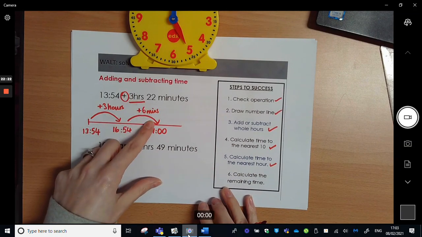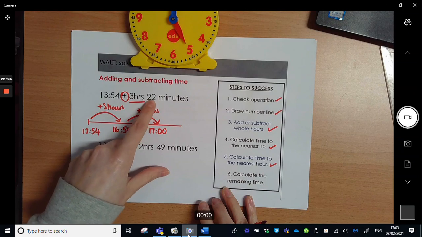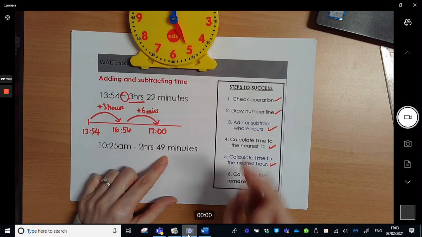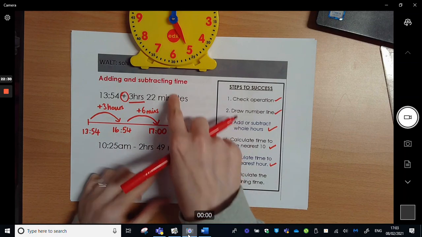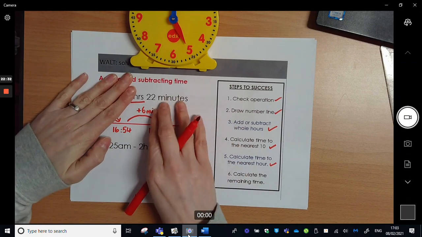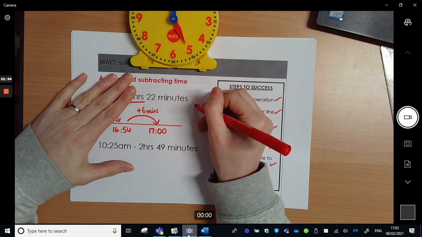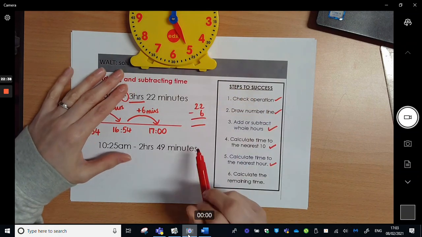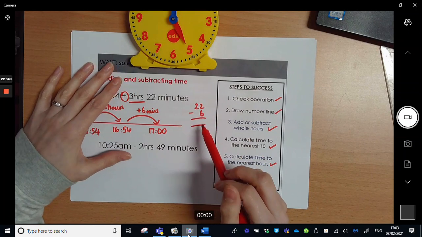I didn't want to just add that on. I wanted 3 hours and 22 minutes. So I need to calculate the remaining time. So this is where my subtraction comes in. So I can ignore the hours. It's the minutes that I'm worried about now, because I've already added those. So 22 minus 6. So hopefully you can do that in your head. I know 22 minus 6.